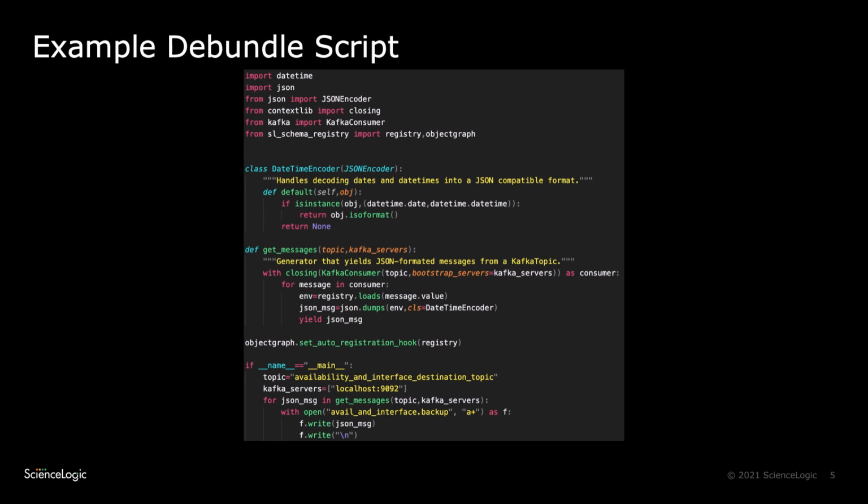Once the data is sent over, we provide a debundle library, the SL schema registry, that will allow for messages to be debundled into proper readable format, which can then be converted to JSON data if desired. This shows a sample script which can be used to debundle messages and, in this example, writes the messages to a file on disk.